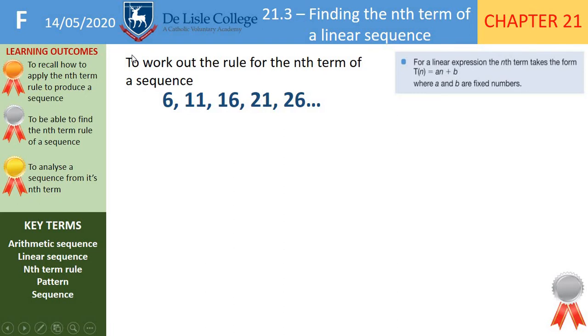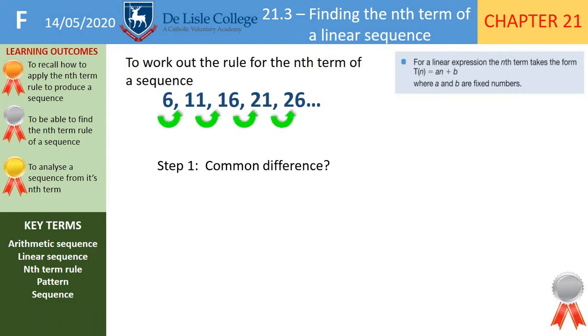I don't want you to copy anything down at the moment, just watch for me. So the first thing we look for is our common difference, and that means what's happening to get from one term to the next. So what is the term to term rule? And we can see to get from 6 to 11 and 11 to 16 and 16 to 21 and so on, you are adding 5 each time.